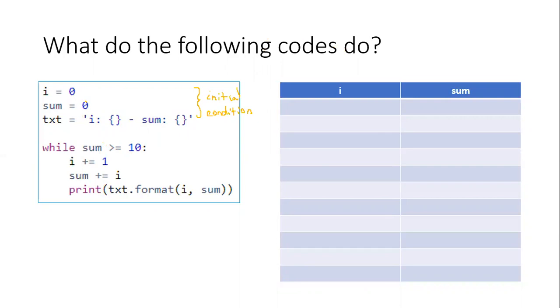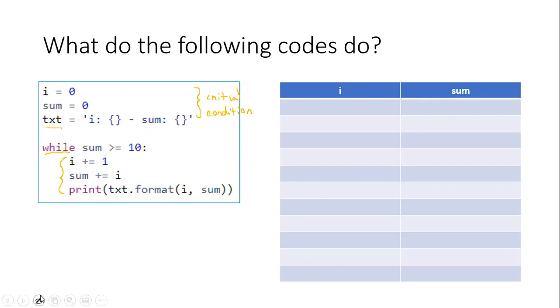We start at 0, and another variable, sum, is 0, and we have this chain text that is just gonna be used to print the values. Now we have the while statement, and everything in here is inside the while statement, right? So the first thing that we need to do is check the condition.